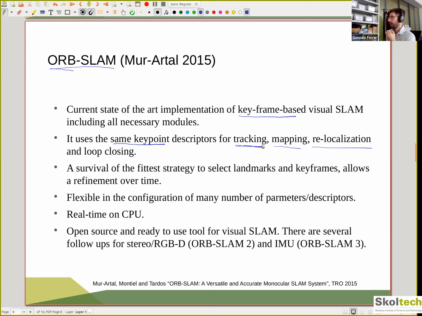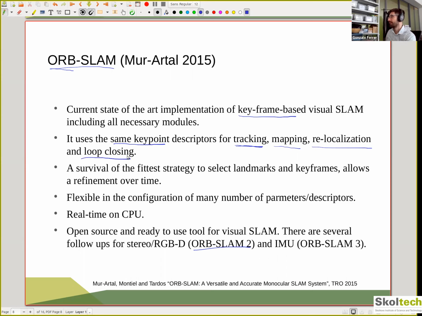That's why stereo can help here, since you have some depth estimation. RGBD can also help, and this is also implemented, by the way, in open source. This is the second version, ORB-SLAM 2. And then IMU is also a good sensor that can add robustness. It's not so easy to use. It requires a lot of pre-processing and correct calibration, but it's an interesting sensor, complementary to the camera.